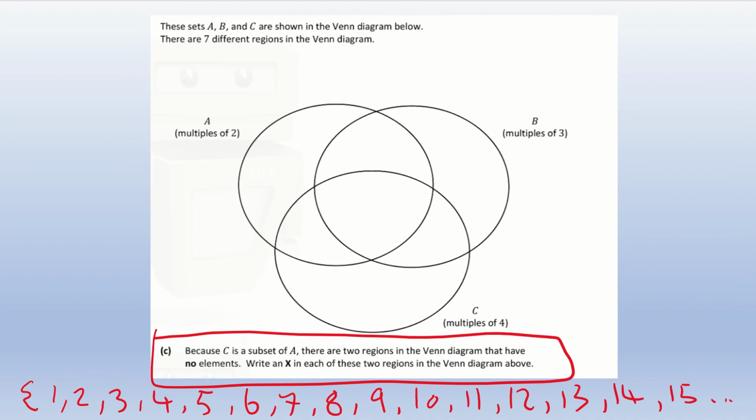So for the number 1, number 1 doesn't really apply to anything here because it's not a multiple of 2, 3 or 4, so we can't put the number 1 in. The number 2 is a multiple of 2, but it's not a multiple of 3 or 4, so I'm going to put the number 2 in here.